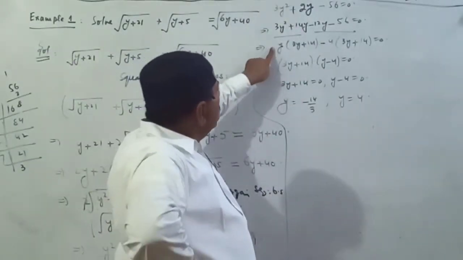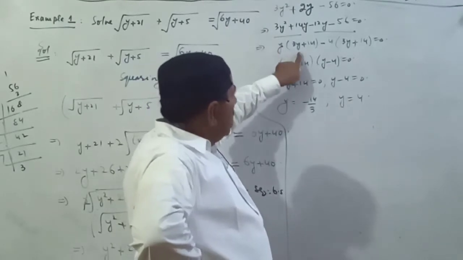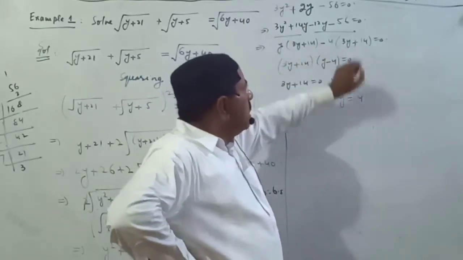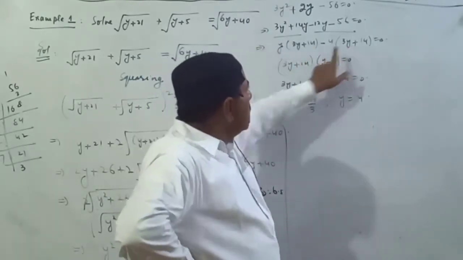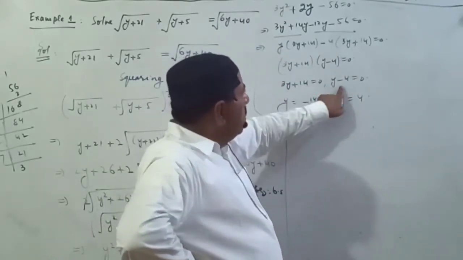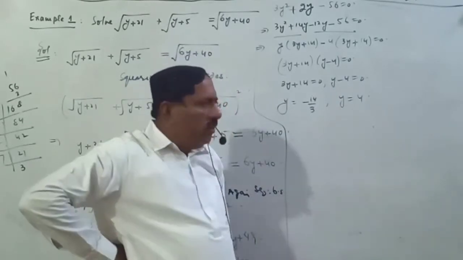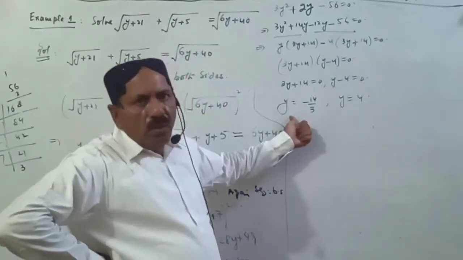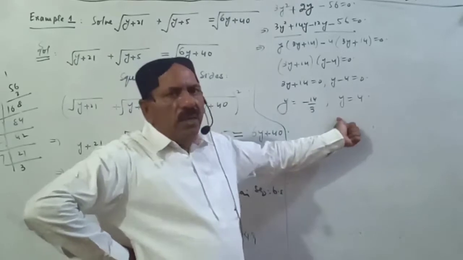So y is common, 3y plus 14, minus 4 is common, 3y plus 14, 3y plus 14 is common, y minus 4. So 3y plus 14 is equal to 0, y minus 4 is equal to 0. So we have two roots, y is equal to minus 14 upon 3 and y is equal to 4.